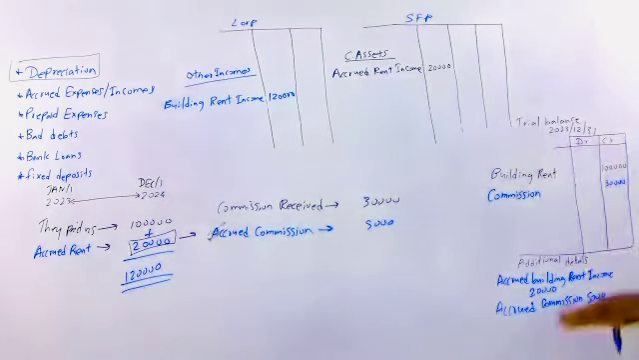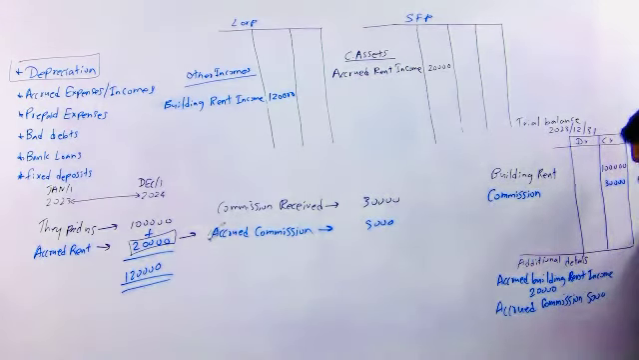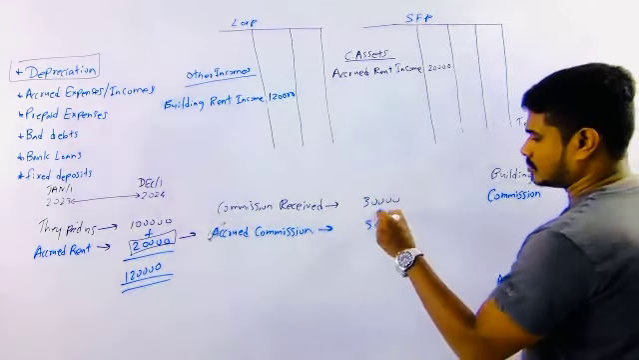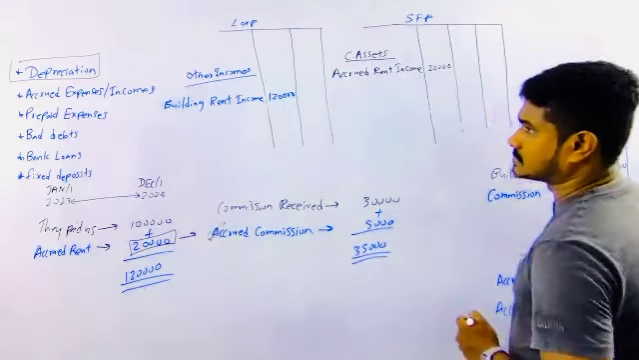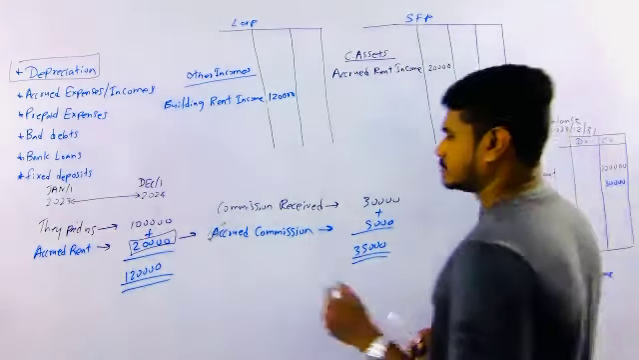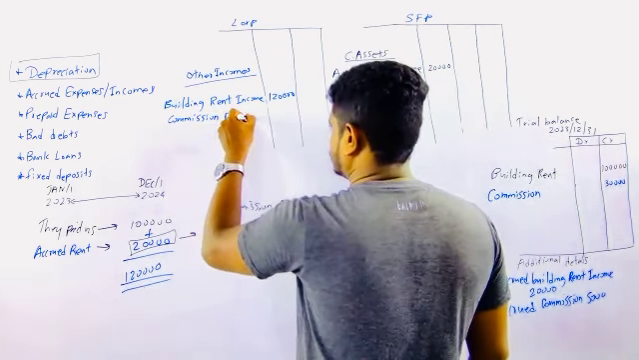We already received 30,000, but another 5,000 remaining to be received. No? So, what is the total income of this? Received one and accrued one. No? So, when we get all together, it shows 35,000. Commission is an other income. So, we have to input under other incomes, commission received or income, no problem.